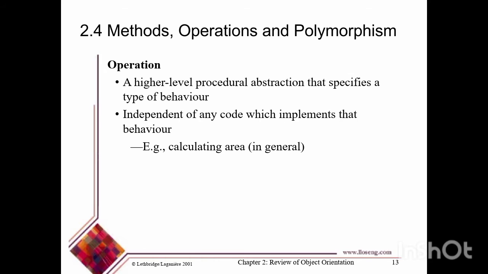And methods, operations and polymorphism. Operation: we know it is a high level procedural abstraction that specifies the type of behavior, that is the functionality, independent of any code which implements the behavior. Example, calculating area, that is an example of polymorphism also.